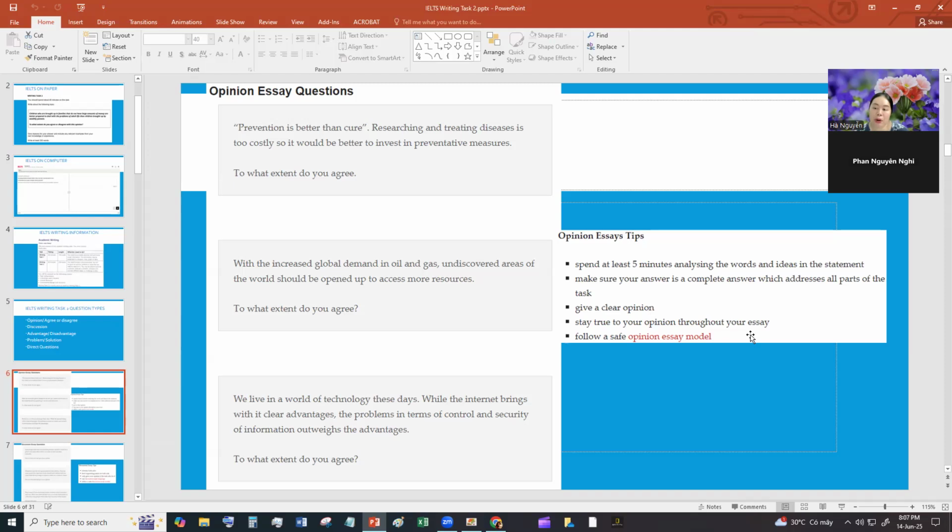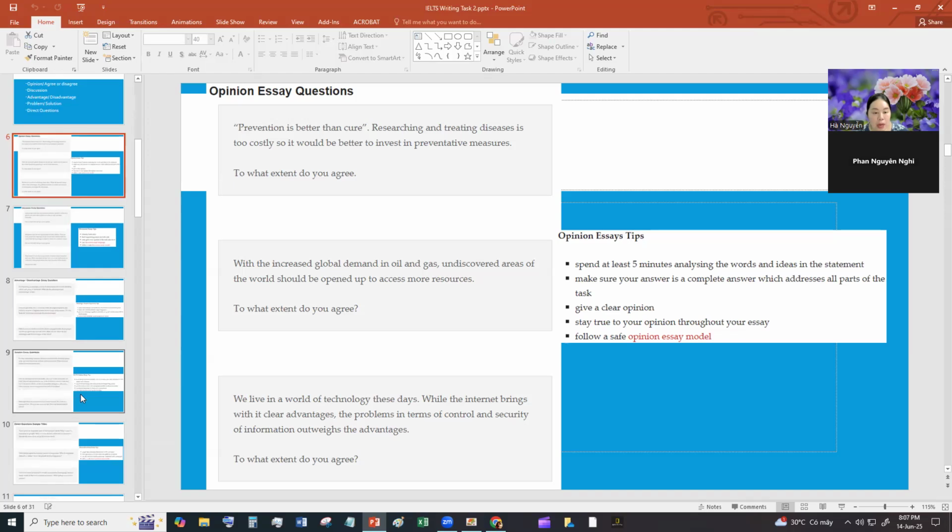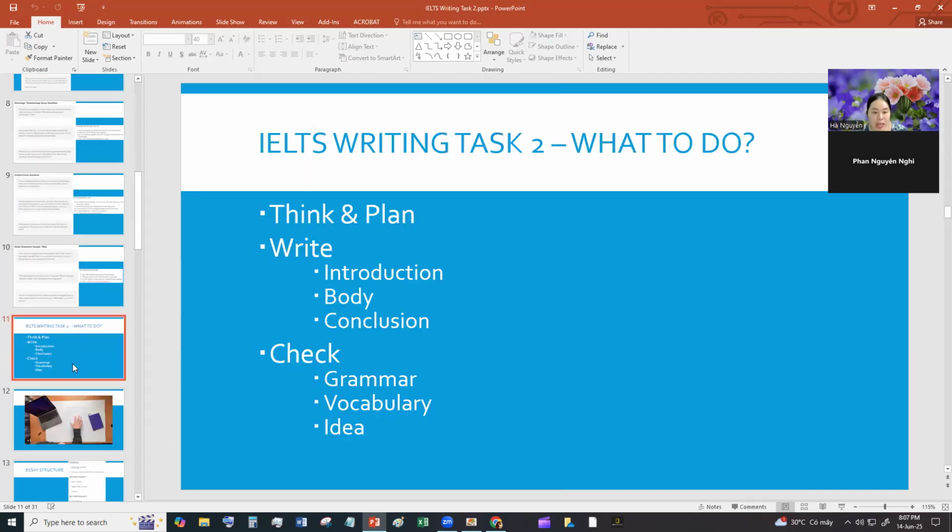Stay true to your opinion as well. So if you agree, you stick to it, all right? You don't deviate into other aspects. And the final tip is to follow a safe opinion essay model. So we will have a look at an essay model. Once again, the steps are think and plan, write and check.